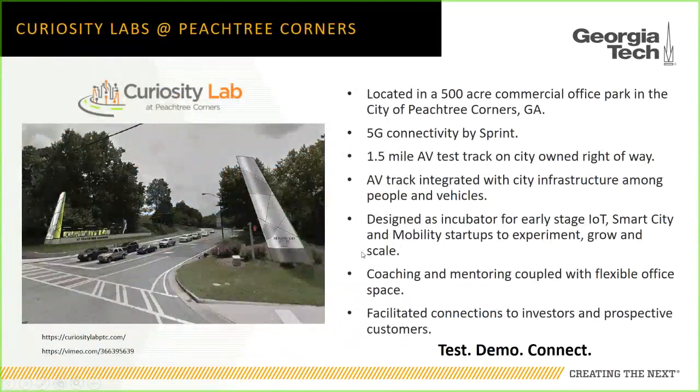And up in Peachtree Corners, this Curiosity Lab is another interesting test bed for all emerging smart city-based applications. It's located in Peachtree Corners, a city right outside of the perimeter, on a 500-acre commercial office park, driven by 5G connectivity from Sprint. There's a mile and a half autonomous vehicle track deployed right on the city's right-of-way, in the thick of things. You go about your daily life, but you're right there on the test track on the city right-of-way.